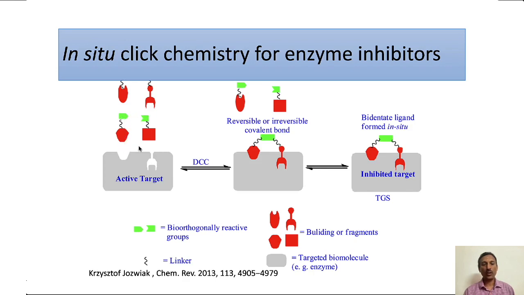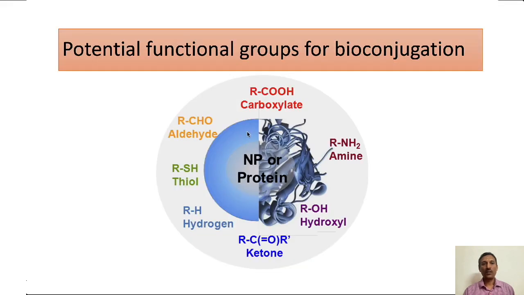So, these two are connected at two different places, and when a reaction takes place under a biological system, these two undergo reaction very effectively. There are some functional groups which can be used for these kinds of conjugations. We can use a carboxylate unit, or we can use aldehyde units, thiols, hydrogens, ketones, hydroxy groups, amines, etc. on the biological system for modification.